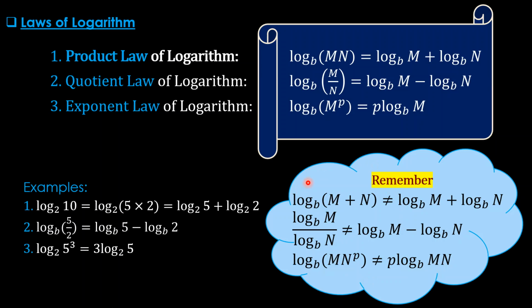In many occasions, people get confused in applying the formula. So this is the difference. If there is a product like this, log mn, we can write it down in this form, log m plus log n, but log m plus n is not equal to log m plus log n. Similarly, log m over n equal to log m minus log n, but log m over log n is not equal to log m minus log n, and log m to the power p equal to p log m, but log mn to the power p is not equal to p log mn. This is very important, and we have to understand.